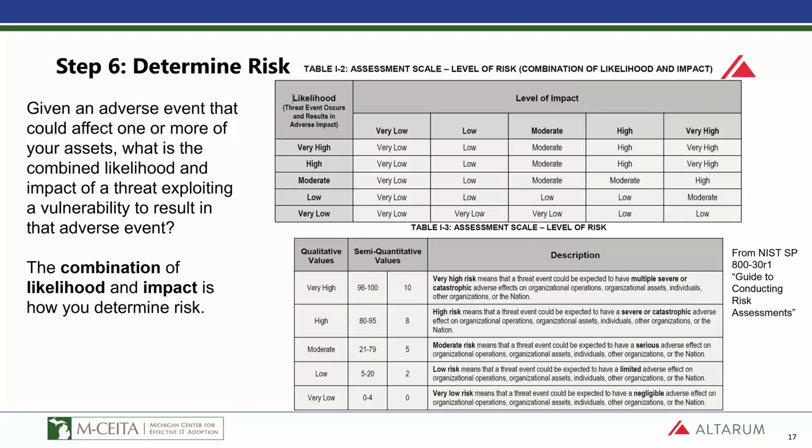Now we finally get to determine risk. Risk is determined based on the combined likelihood and impact of an adverse outcome stemming from a threat successfully exploiting a vulnerability that affects one or more of your assets. It is the combination of likelihood and impact affecting your environment that's how you determine risk.